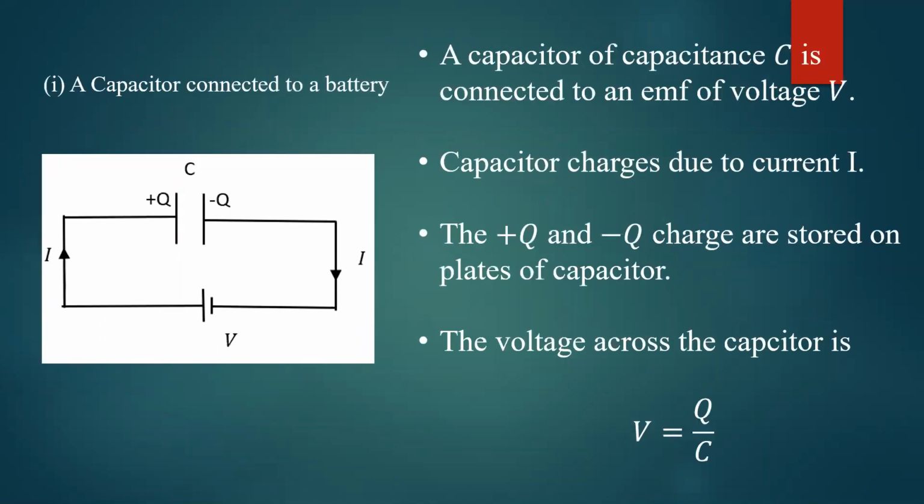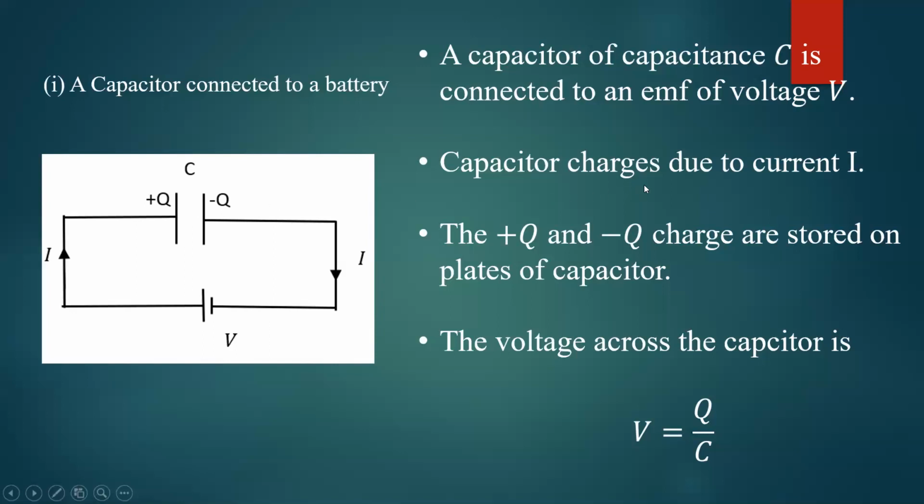Next, what happens if we connect a capacitor? Suppose you connect a capacitor to a battery, only the capacitor, no resistance, etc. A capacitor is directly connected to the battery. Suppose initially, let us assume the capacitor is not charged. Consider there are no charges in the capacitor. A capacitor of capacitance C is connected to an EMF of voltage V. A battery of voltage V is connected to the capacitor like this.